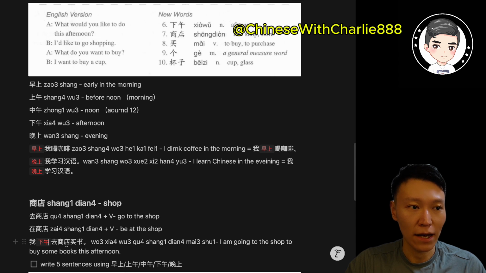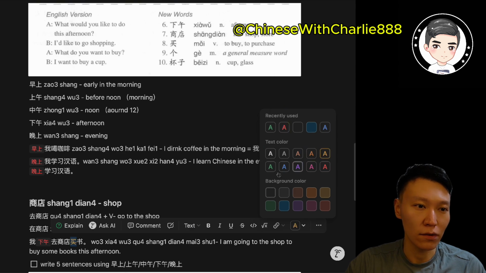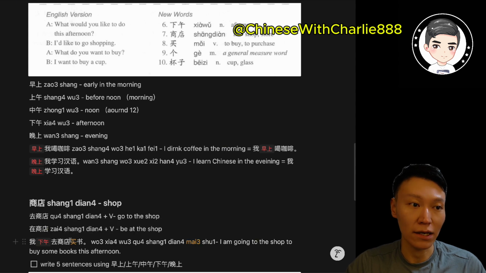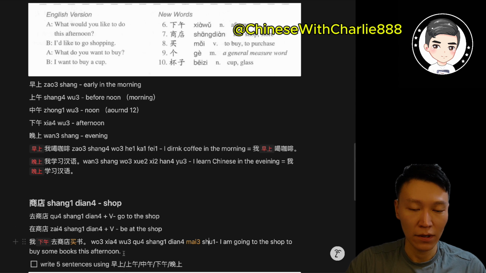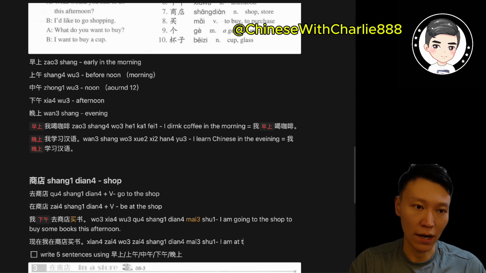All right. And after 去商店, we have this character. I will color it yellow. 买 means to buy. So you can put another verb after 去商店 to talk about what you do there. And of course, you can also say 现在我在商店买书, which means I am at a shop or I am buying books at a shop.